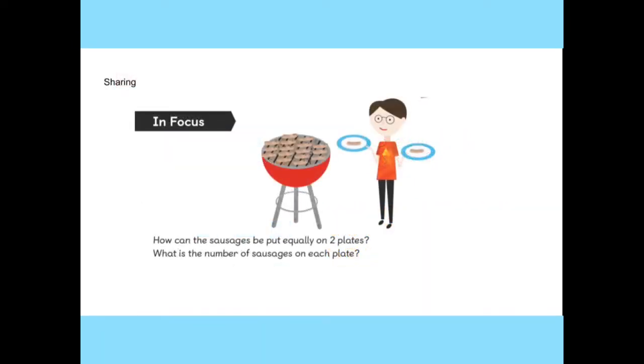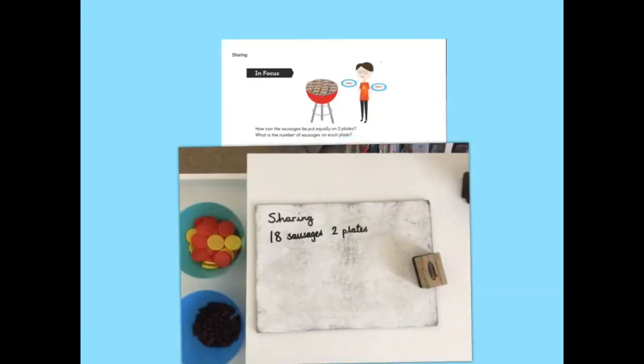Here's another In Focus challenge for you. How can the sausages be put equally onto 2 plates? What is the number of sausages on each plate? We're going to be using sharing to work this one out. This time I'm going to use sharing. So I've got 18 sausages on my barbecue and I have 2 plates that I need to share them by.